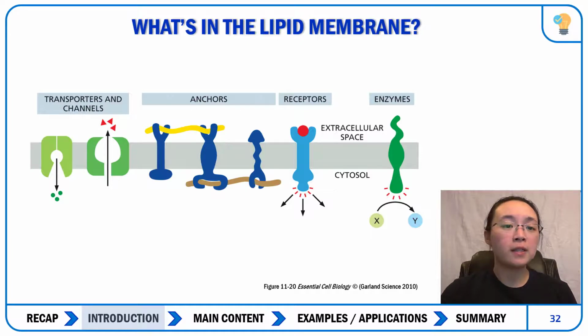So then what is in a lipid membrane? There can be so many different things in a lipid membrane. Number 1, you can have enzymes stuck inside. You can have receptors that are stuck there. You can have anchors for these cytoskeletal filaments. This is something that we won't really focus on in this course. And then you have these transporters and channels, which we did take a look at.